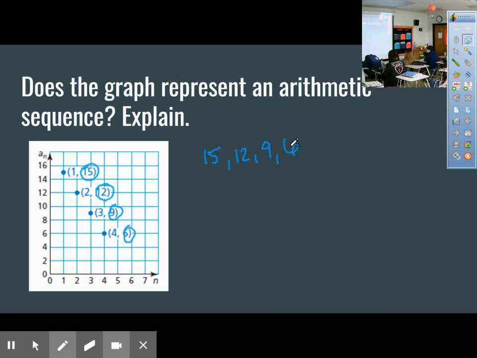Now, in order for this to be arithmetic, what would have to be true about this sequence? Common difference. Yeah, it would have to have a common difference. What's the difference from 15 to 12? -3. And 12 to 9? -3. And 9 to 6? -3. So would you say that that's arithmetic? Yes. And that's because they have a common difference.